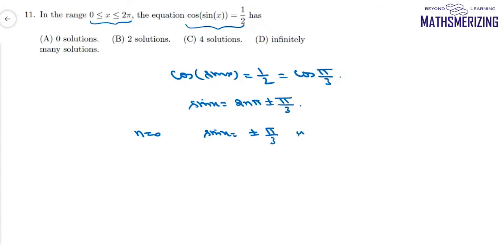Now pi by 3 is nearly 1.05 something. So now sin x cannot be greater than 1. So that means this equation has no solution. So the number of solutions is simply 0. So that's your option number A.